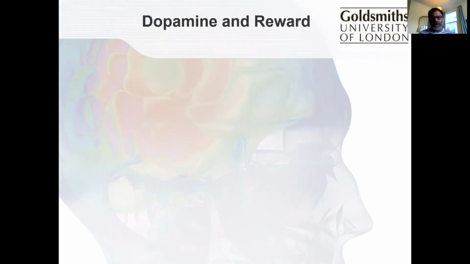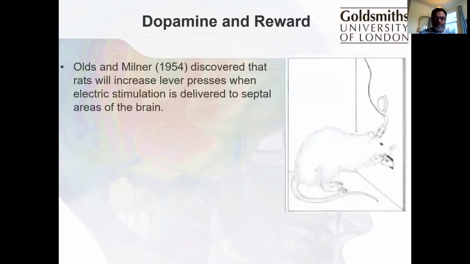Right, so everything starts with dopamine, and this came from a study by 2 psychologists called Olds and Milner. And what they were trying to do is to look at what's happening within the human brain or in the mammalian brain to understand reward. So why is it that we do certain things and not other things?